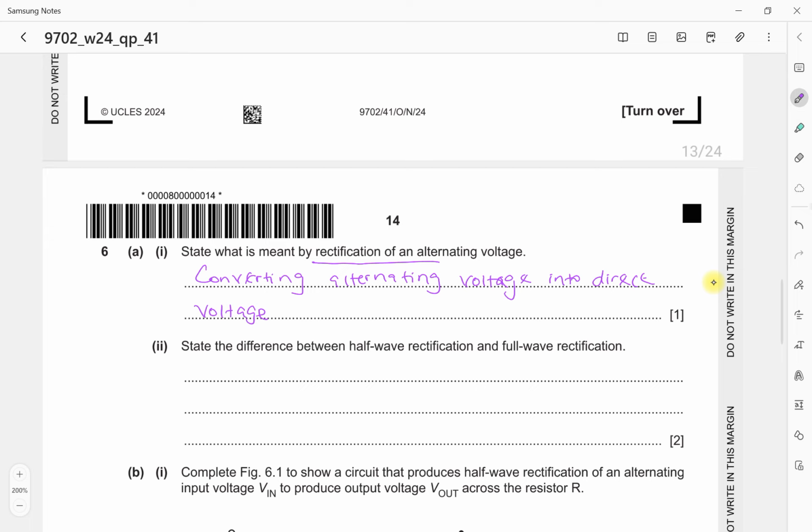State the difference between half wave rectification and full wave rectification. Of course, we know that for half wave, voltage in one direction is removed, because if this was a full cycle, I want to demonstrate this here. If this was a full cycle, 1.5 cycles, for half wave we shall have only that. That means voltage in one direction has been removed. The voltage in the negative direction has been removed.